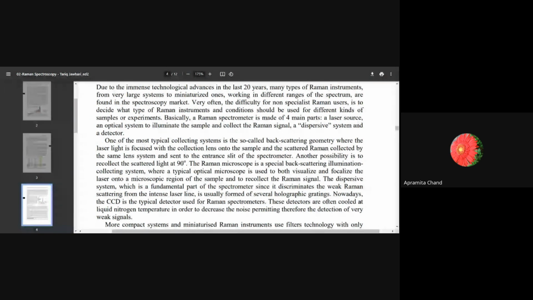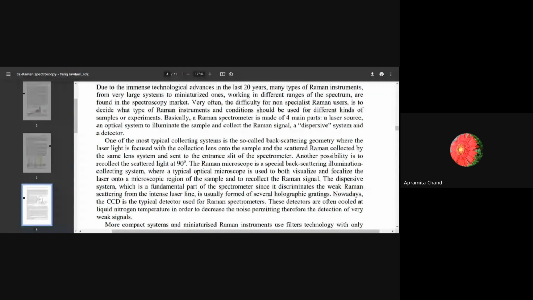You can do this, or you can also collect the scattered light at an angle of 90 degrees. Whenever there is a Raman microscope, it should have a special backscattering illumination and collecting system. A typical microscope is used both to visualize and focalize the laser onto a microscopic region of the sample and to collect the Raman signal.